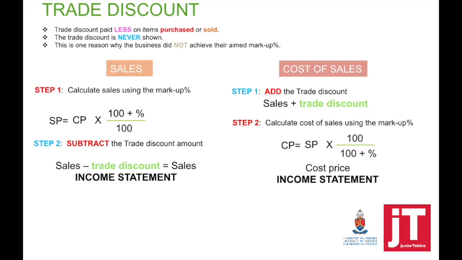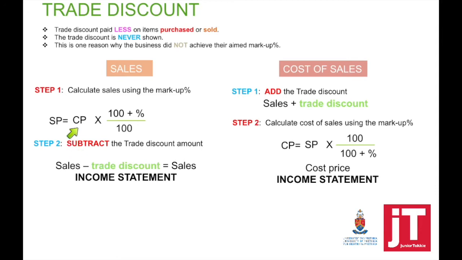You could be asked to calculate sales and they provide you with the cost of sales. But now you need to take into consideration trade discount, which was given. So how do we solve sales? Step number 1, calculate the sales using the markup percentage. So how do we calculate then the selling price?